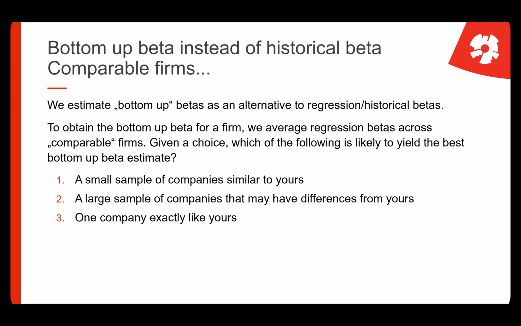Now, which one would we prefer? A small group of similar companies, a large group that's a bit more diverse, or one company exactly like the one we are valuing? The best answer is a large sample. Why is that? Because regression betas are noisy, and averaging across more firms diversifies away much of the firm-specific noise and leaves us with a more reliable estimate of the underlying business risk.